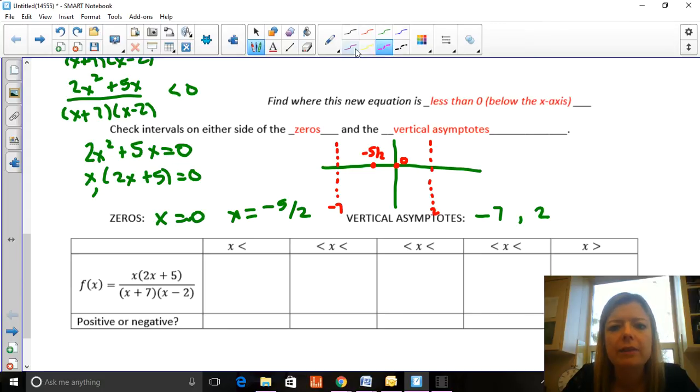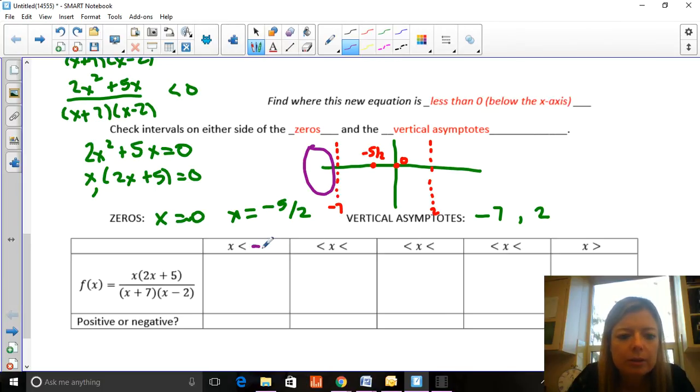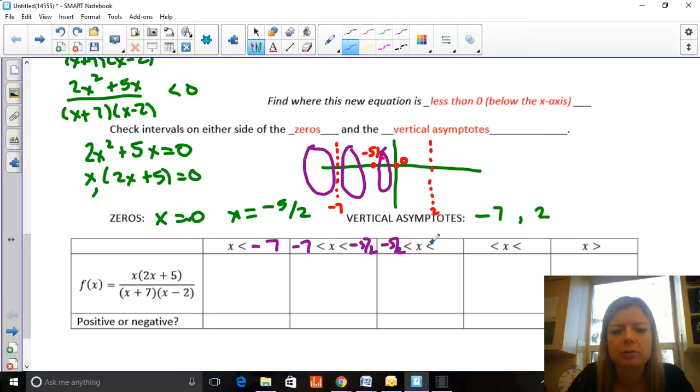So I have these many sections. I have section 1, below 7, so x is less than negative 7. Then I have this section between this asymptote and this zero, so I'm going to check between minus 7 and minus 5 over 2. And then I've got to check between minus 5 over 2 and 0. And then between 0 and 2. It's exhausting. And then finally, x is greater than 2.